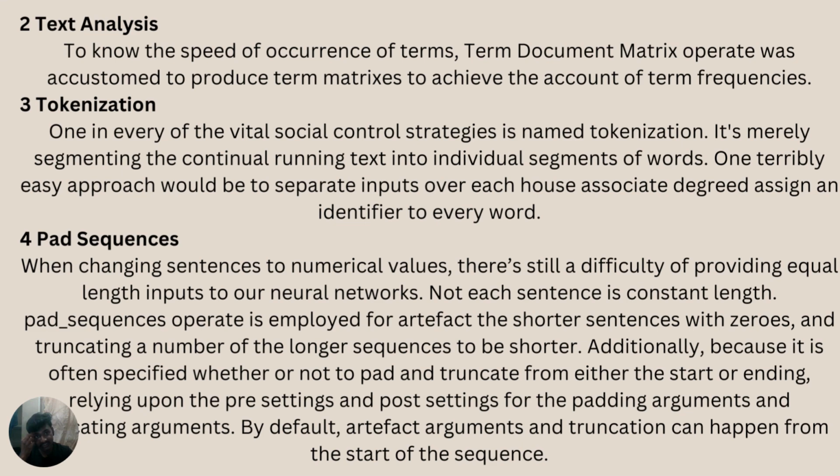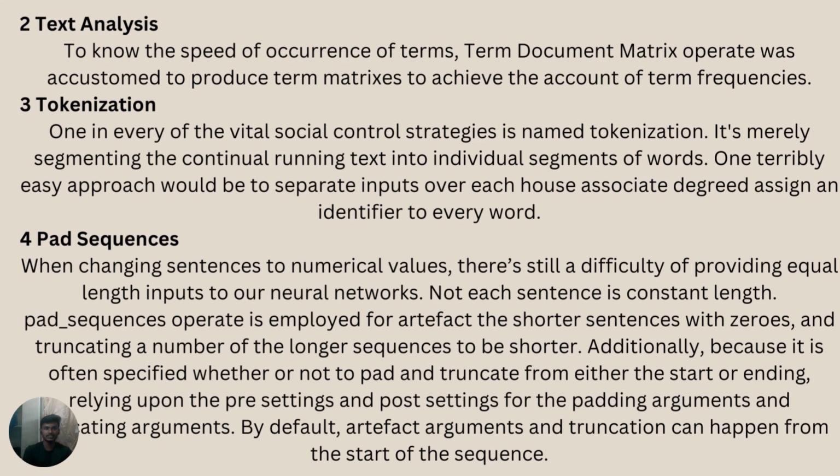And the next is text analysis. To know the frequency of occurrence of terms, a term document matrix operator was used to produce term matrices to get the account of term frequencies. Next, tokenization. One of the vital pre-processing strategies is called tokenization. It is simply segmenting the continuous running text into individual words. One very easy approach would be to split the inputs at every space and assign an identifier to each word.